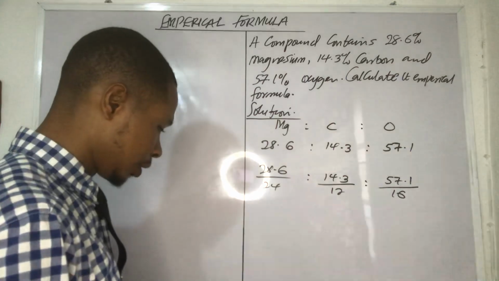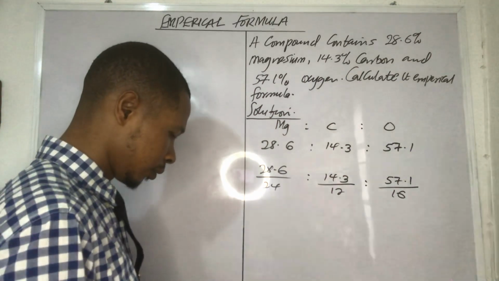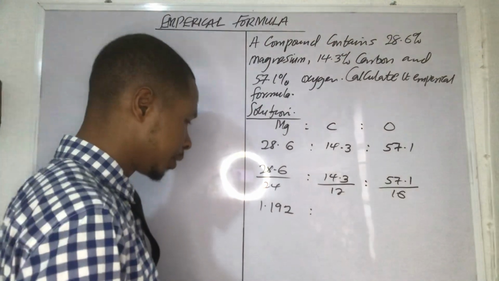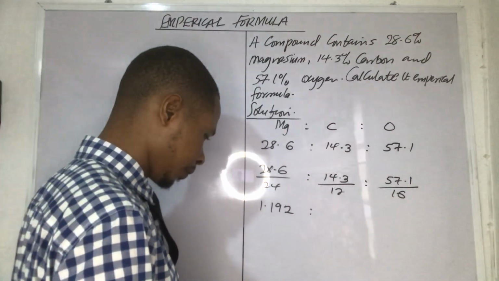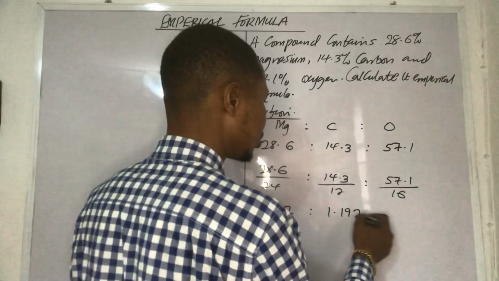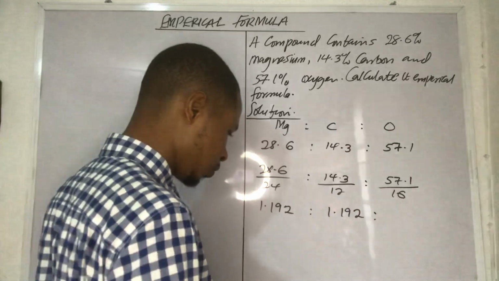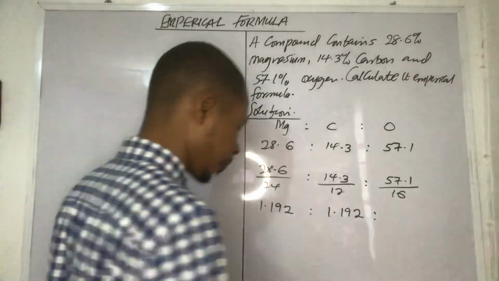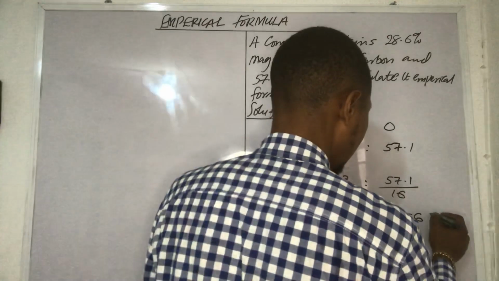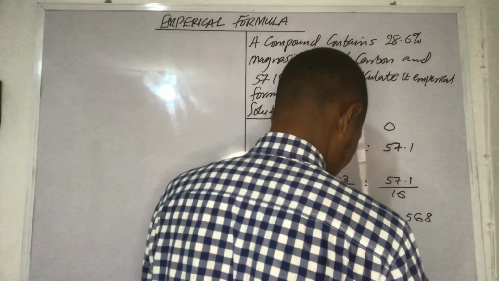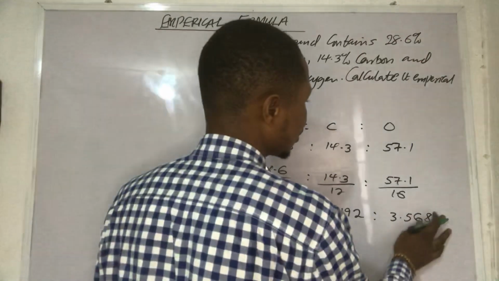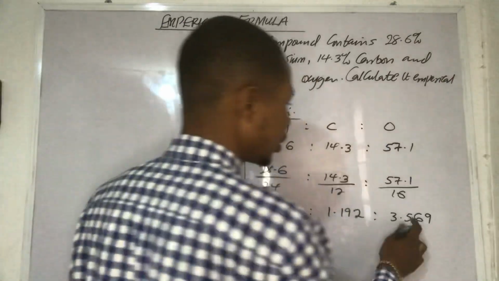If I divide 28.6 by 24, that will give me 1.192. 14.3 divided by 12, that also gives me 1.192. 57.1 divided by 16, that gives me 3.5688, or 3.569 to 3 decimal places.